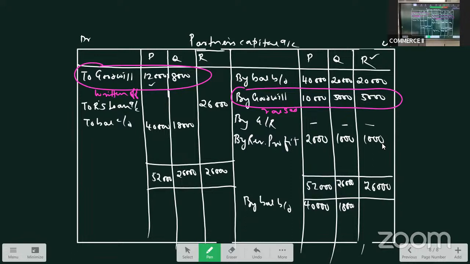Now let us prepare the balance sheet. That is the last step. We prepare the balance sheet.